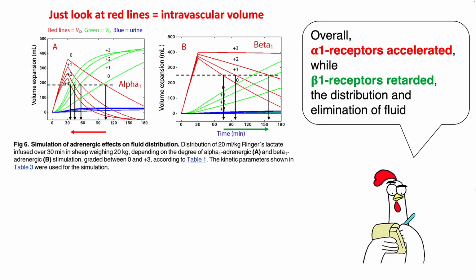To understand this graph, look at the red lines, which show your intravascular volume. And this looks at the dose response curve. As you stimulate more alpha-1, you can see that the rate of leakiness increases and the half-life of the fluid decreases when you stimulate alpha-1 receptors. And when you stimulate beta-1 receptors, the half-life of the fluid gradually increases. So this might be another reason for using norepinephrine as your first choice in pressors as compared to phenylephrine.